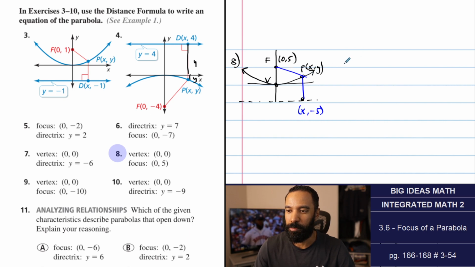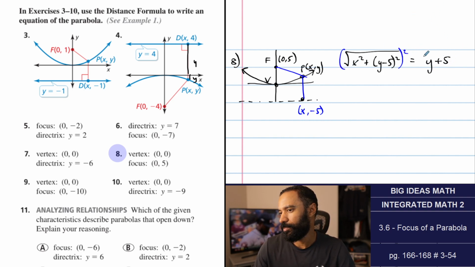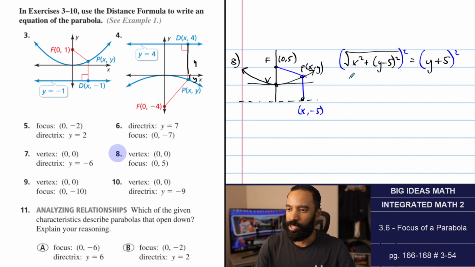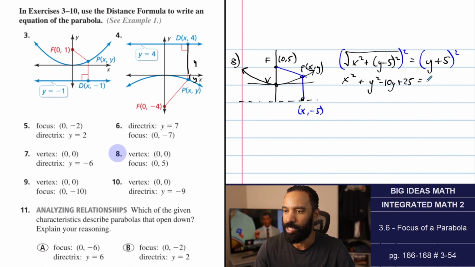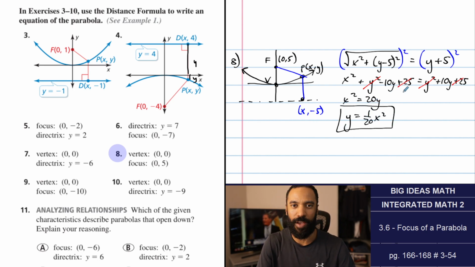So the distance from F to P is the square root of x minus 0 squared plus y minus 5 quantity squared. The distance from P to D, this point here, is y minus negative 5 or y plus 5. Let's square both sides. And we are going to get x squared plus y squared minus 10y plus 25 equals, and here we get y squared plus 10y plus 25. Y squareds and 25s cancel as you subtract them from both sides. I can add 10y to both sides. You get x squared equals 20y. Divide both sides by 20, you get y equals 1/20th x squared. I believe that's what I said, because the 1 over 4 times 5 would have given us 1/20th.